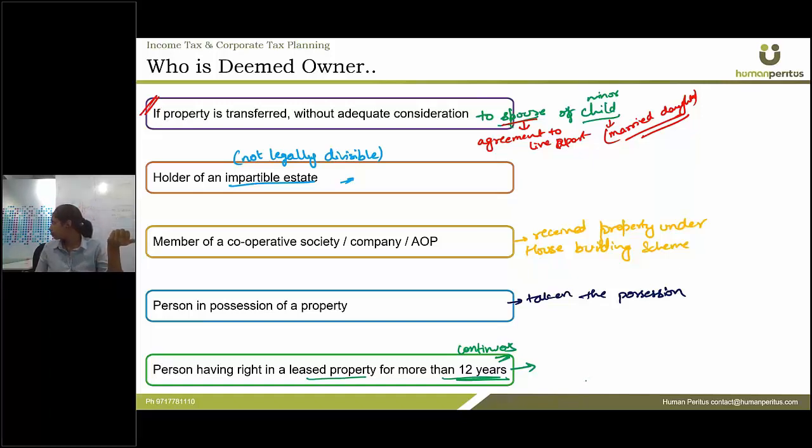Okay. So this is the definition of deemed owner. Is this clear? Okay.